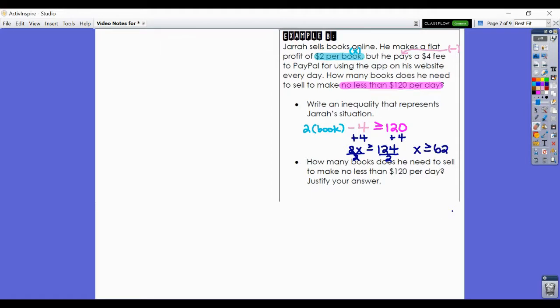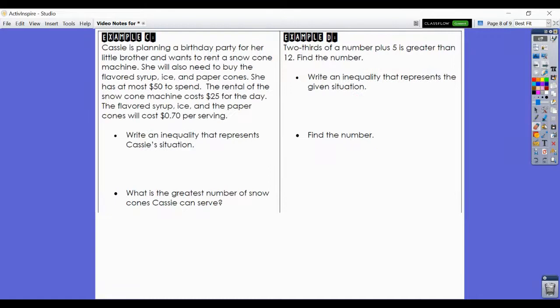So, how many books does he need to sell? To make no less than 120 per day, he must sell 62 or more. And we'll put 62 or more books sold. That's what he needs to make his daily goal of 120. That includes the $4 he loses each day to PayPal for having that on his website.